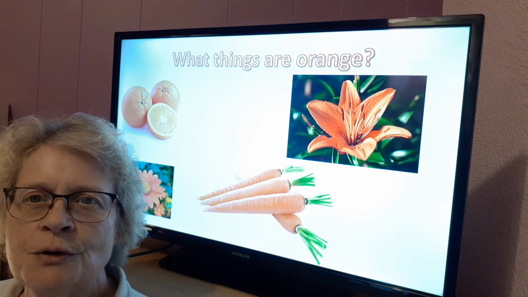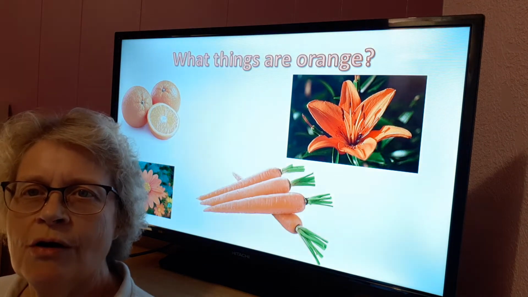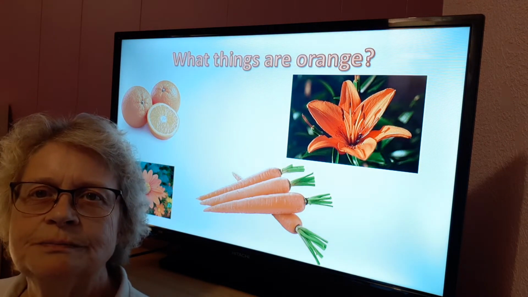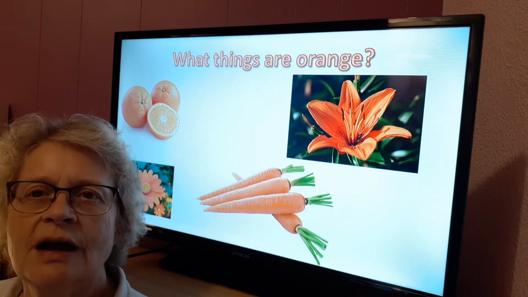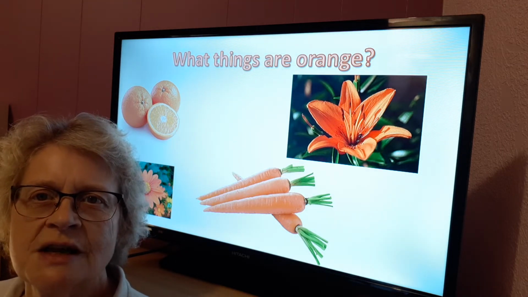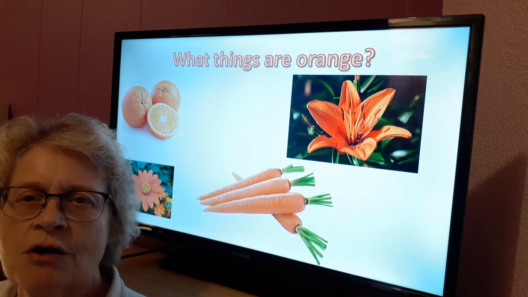This week we're looking at the colour orange. I wonder what you think of when I say the word orange. What objects do you imagine are that colour? Here are a few ideas. Oranges are orange. And then we have carrots that are orange and flowers that we often see in the summer. Some of those are orange.